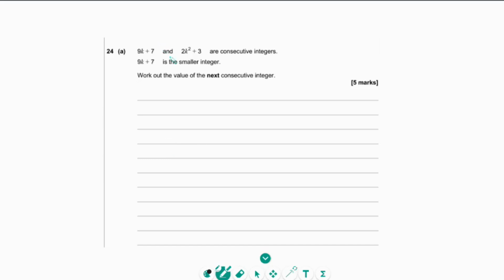9k plus 7 and 2k squared plus 3 are consecutive integers. It means they're one after the other. The difference is 1. 9k plus 7 is the smallest integer. Work out the value of the next consecutive integer. So because they follow on from each other, I know 2k squared plus 3 minus 9k plus 7 is equal to 1, because every 2 consecutive terms have a difference of 1.